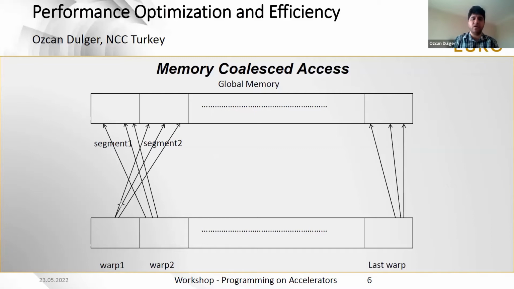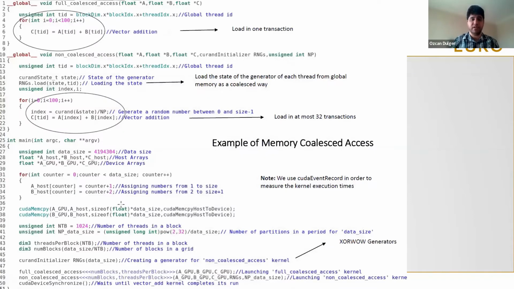So how can we overcome this problem? The idea is to force the threads in the same warp to access the same segments on the global memory. Let me show you an example. Here is an example about coalesced memory access.